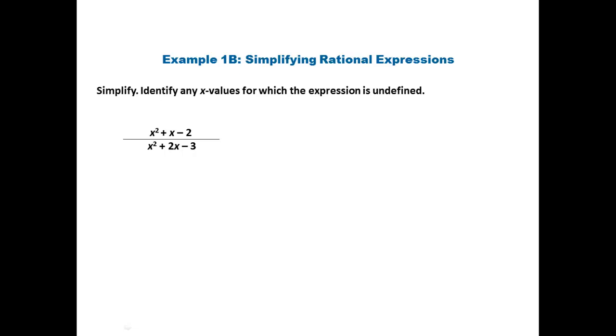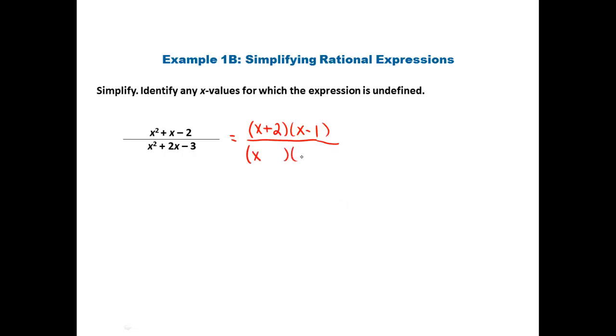Same instructions, different problem, a little more complex. Simplify. In this case, when we see a quadratic, remember quadratic means that the degree is equal to 2, we're going to try to factor this in order to simplify. Let's look at the numerator. This is going to factor into our two parentheses with our x's. We know one is going to be plus and one's going to be minus. We want to add to 1 and multiply to negative 2, so that's going to have to be plus 2 minus 1.